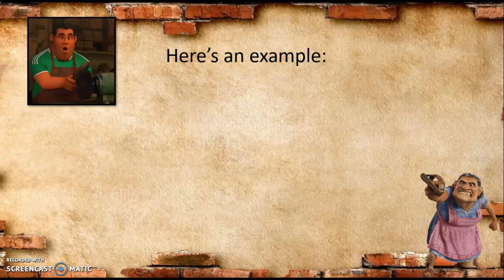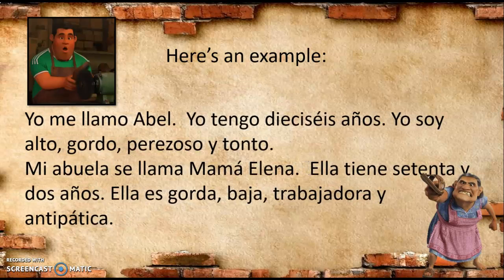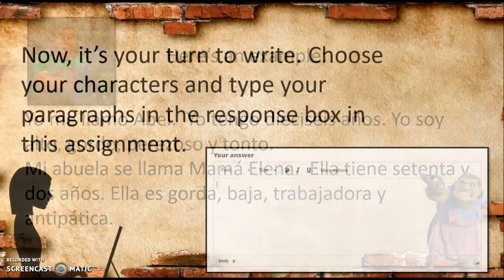Here's an example. Yo me llamo Abel. Yo tengo 16 años. Yo soy alto, gordo, perezoso y tonto. Mi abuela se llama Mamá Elena. Ella tiene 72 años. Ella es gorda, baja, trabajadora y antipática.